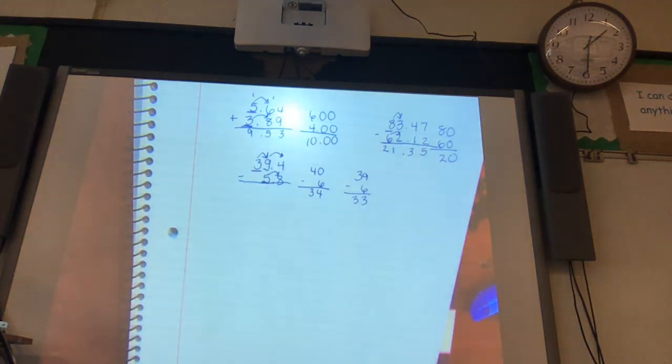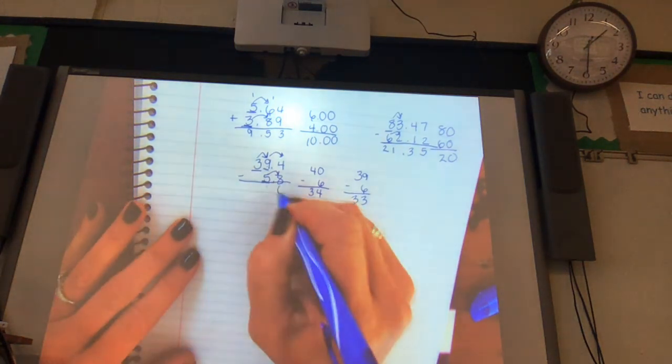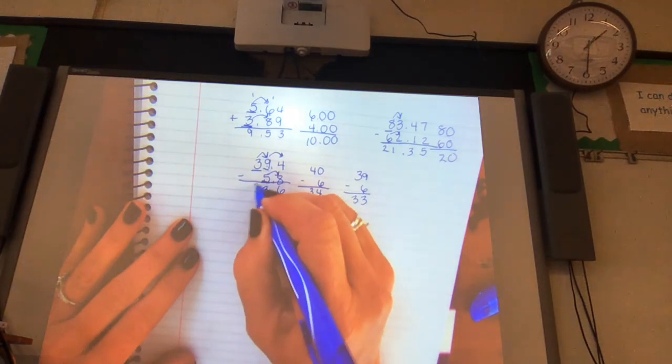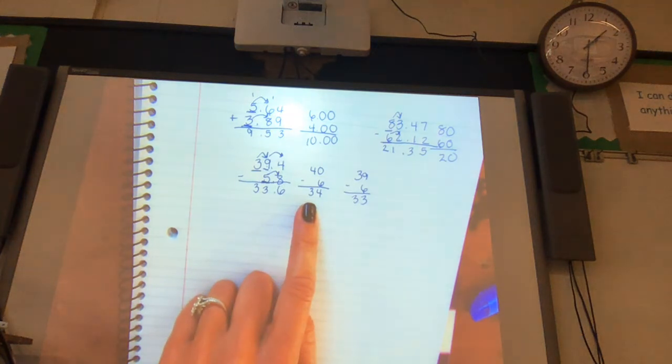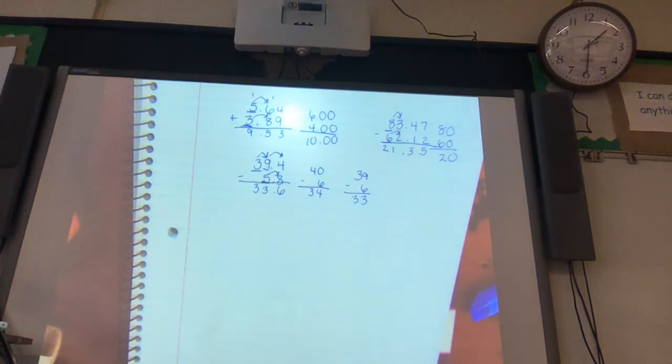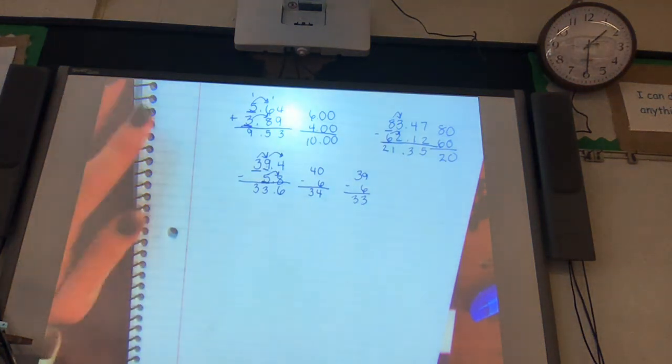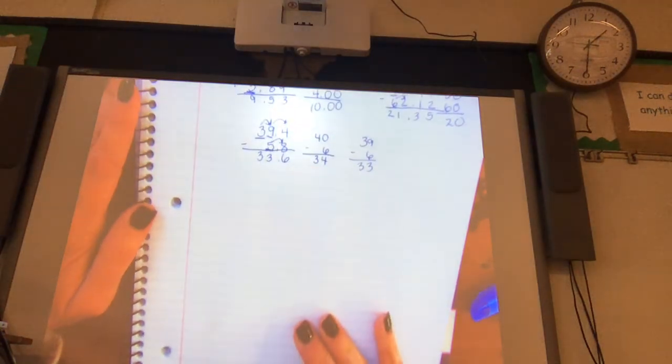How close did we get? 33 and 6 tenths. So super close, very close to our estimation. It doesn't differ on whole numbers.